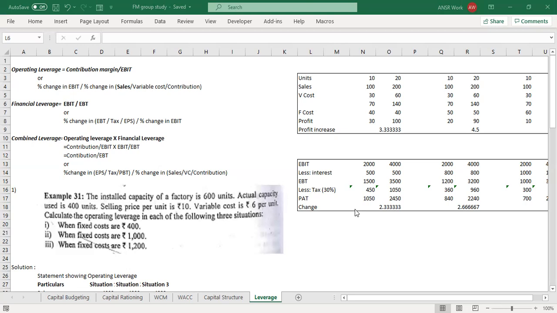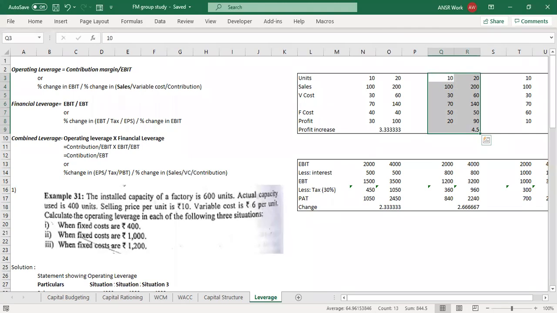Let's go to one more example. In this example, we'll retain everything else as it was in the first two examples, except we'll increase the fixed cost by 10 rupees. It was earlier 40, it becomes 50. Now 10 units, selling price was 100. Our variable cost is 30. Our contribution comes to 70 rupees. Fixed cost is 50 rupees, so our profit becomes 20 rupees.